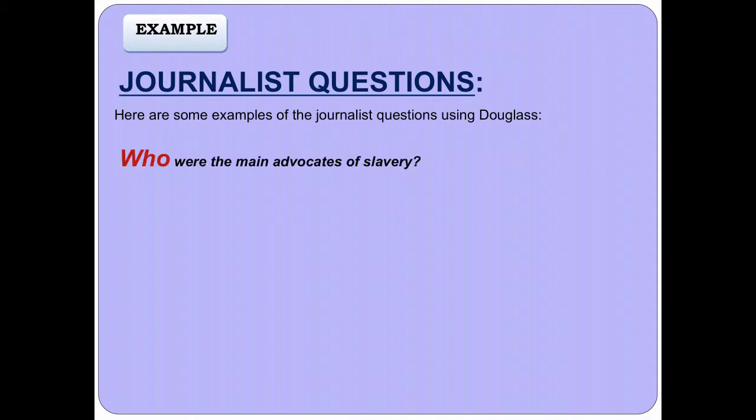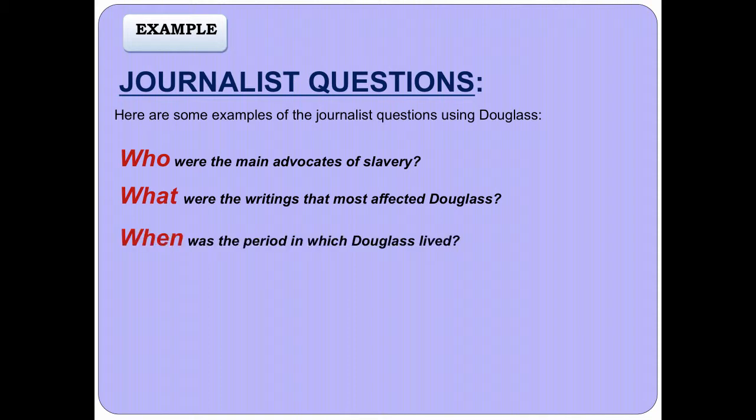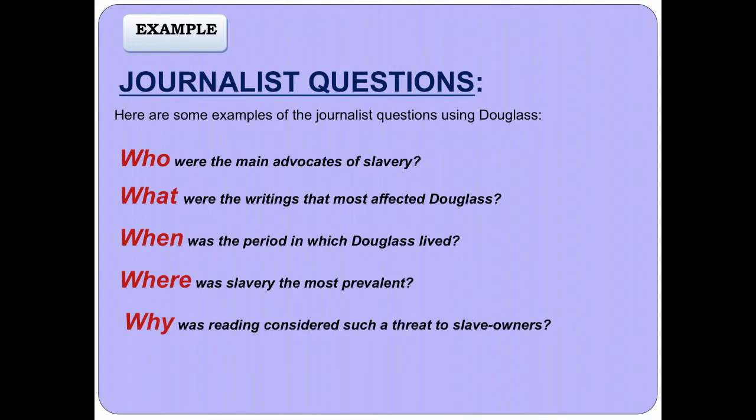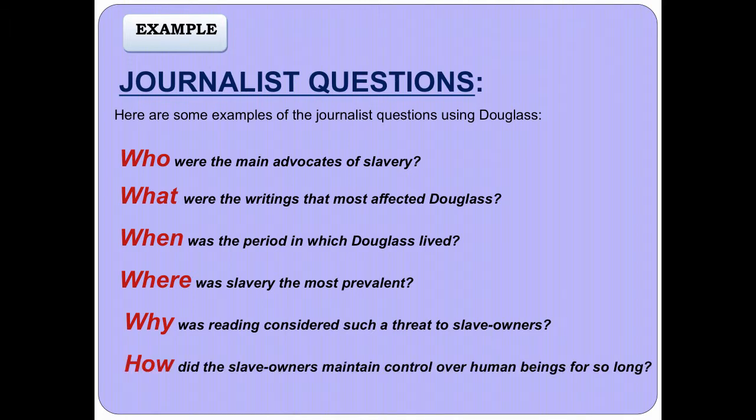Who were the main advocates of slavery? What were the writings that most affected Douglass? When was the period in which Douglass lived? Where was slavery the most prevalent? Why was reading considered such a threat to slave owners? How did the slave owners maintain control over human beings for so long?